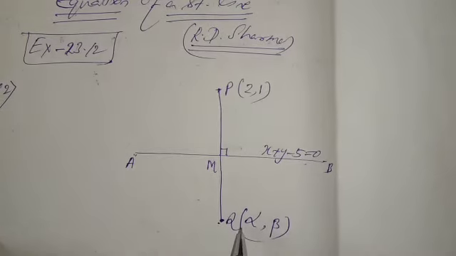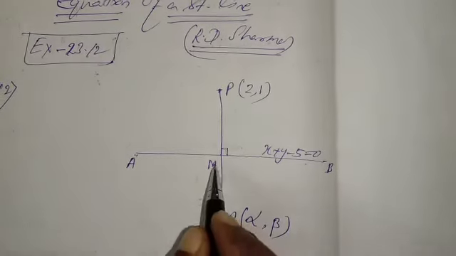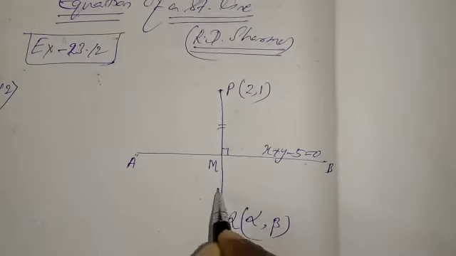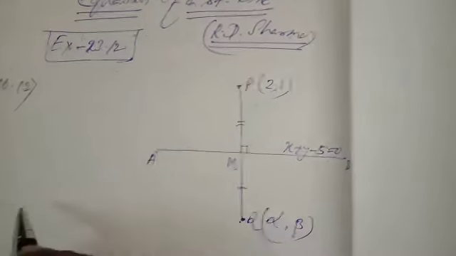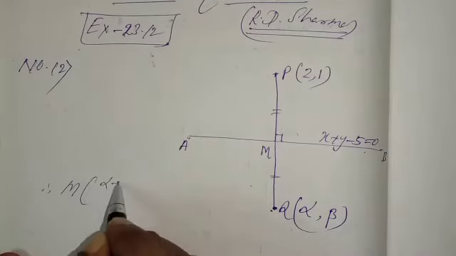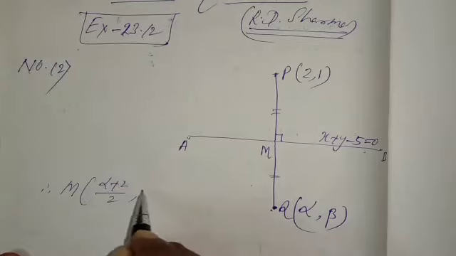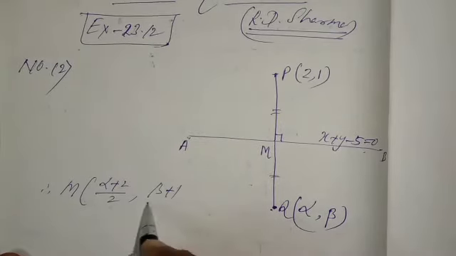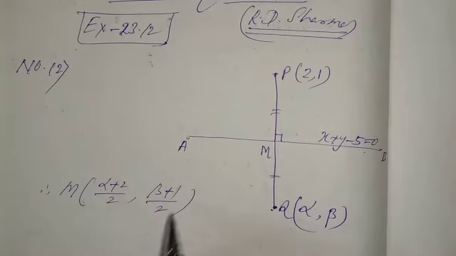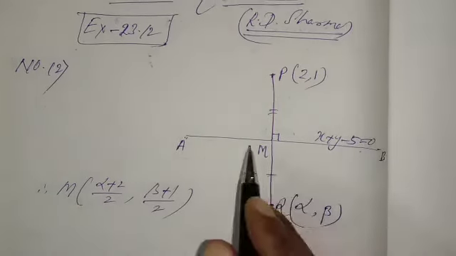For our convenience, we have drawn the figure. Let the coordinate of Q be (alpha, beta). So what is the coordinate of M? M is the midpoint of PQ. Therefore, the coordinate of M will be ((alpha + 2)/2, (beta + 1)/2).